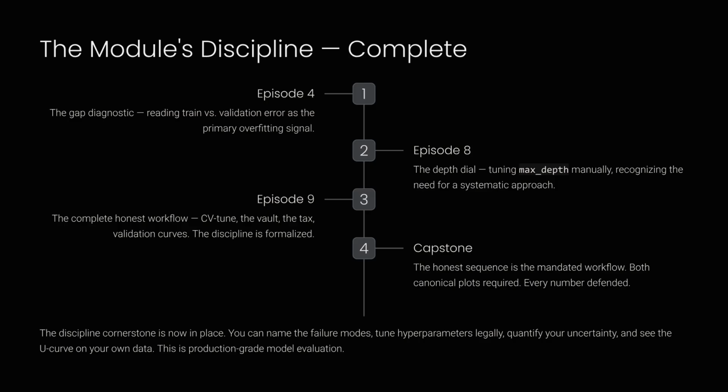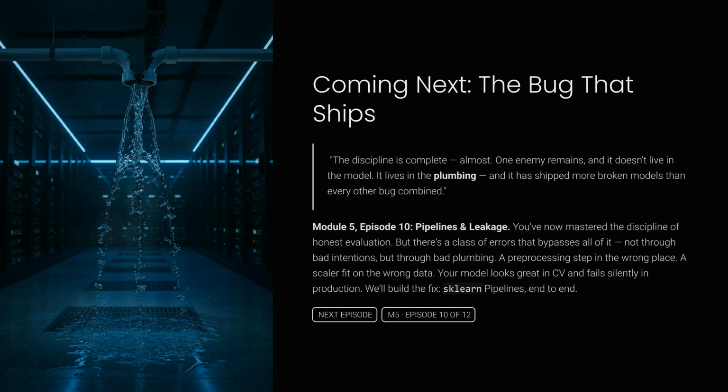We have now completed the entire module on evaluation discipline. You have moved from simple gap diagnostics to formalizing the full, honest workflow, giving you the tools to deliver production-grade model evaluations. Coming up next, we tackle the bug that ships. We'll look at pipeline and data leakage, which are common errors that can bypass your best evaluation efforts. We'll show you how to use scikit-learn pipelines to keep your plumbing clean.